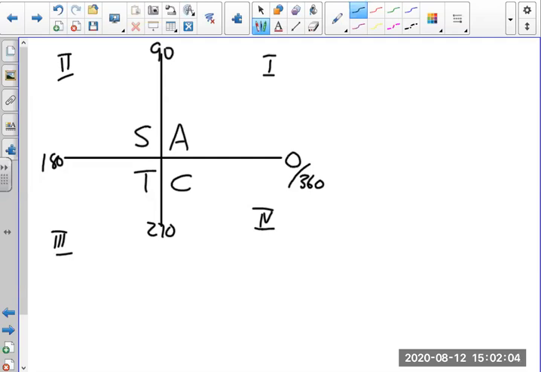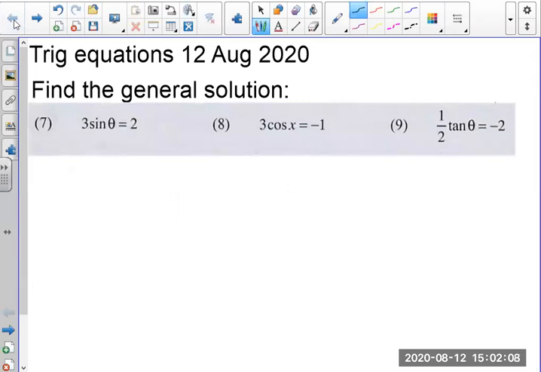So the first one is if you have something like 3 sine theta is equal to 2. The first thing is you get sine theta alone, so you divide that 3 away. So you have 2 over 3. Now there's two methods, and I'm going to show you the two methods. Put up your hand if you're using the reference angle method. Okay, there's some of you. So I'm going to show you both methods.